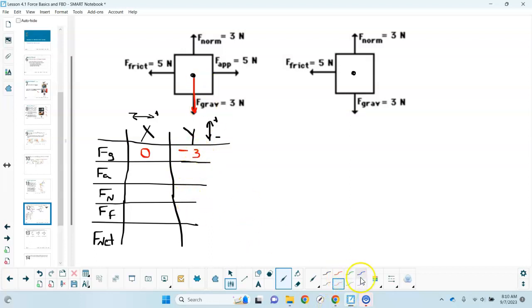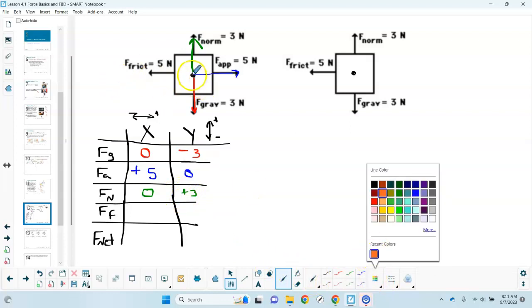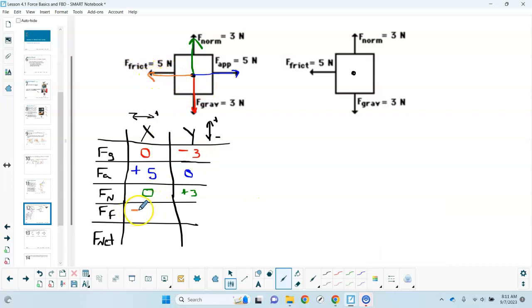For the applied force, that's this one going to the right. It's going right, so it's going to be positive in the x, and it's all of it, so that's 5. It's not going in the y, so that one's 0. For the normal force, that's going up. So it's not going in the x, that's 0, and in the y it's a +3. And finally, the friction force is going to the left. Left is negative in the x, and it's 5, and then it's nothing in the y because it's not going up or down.